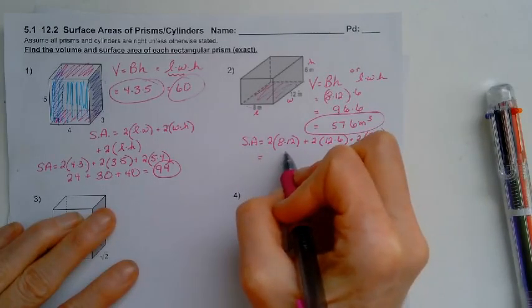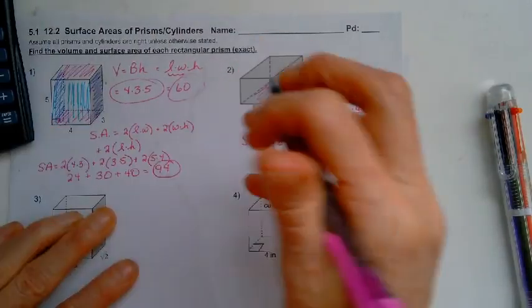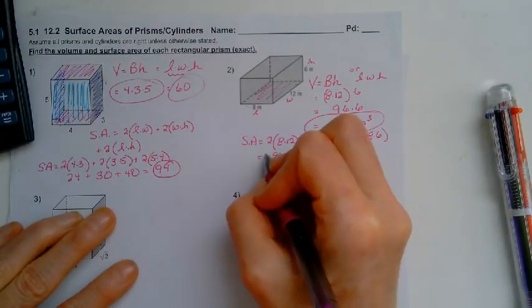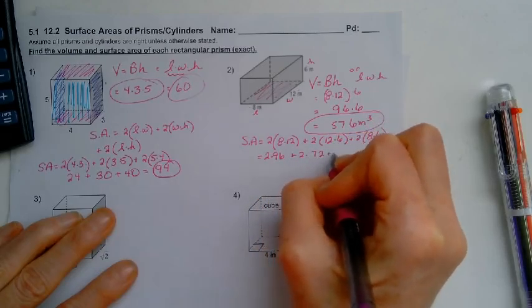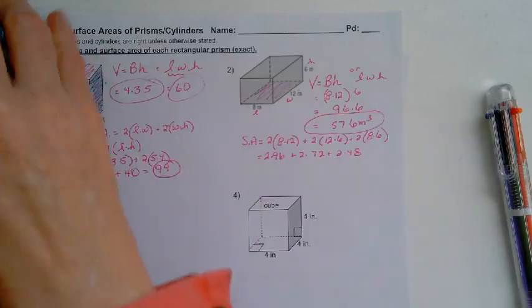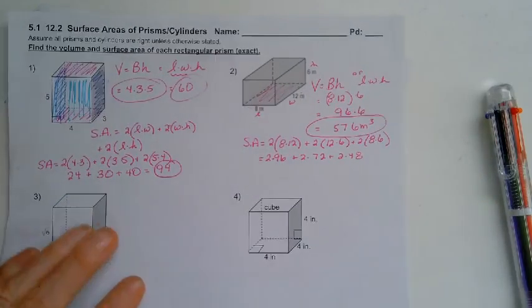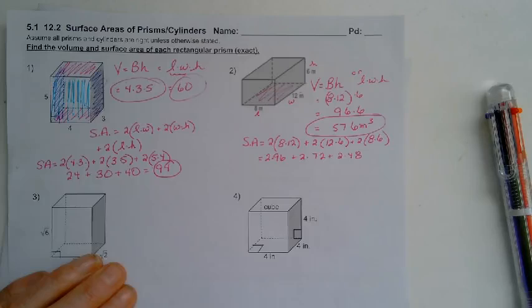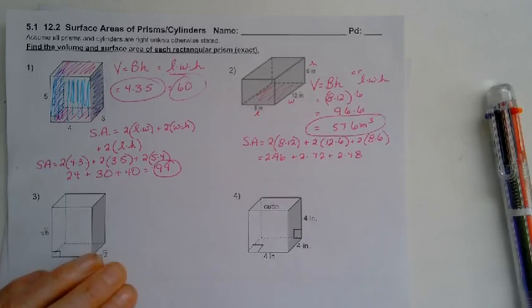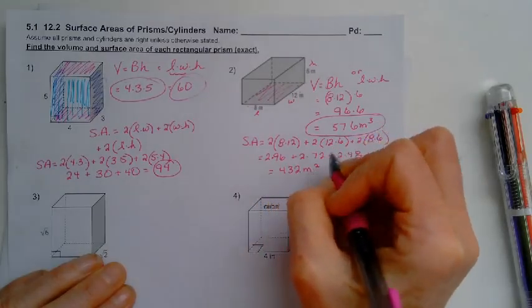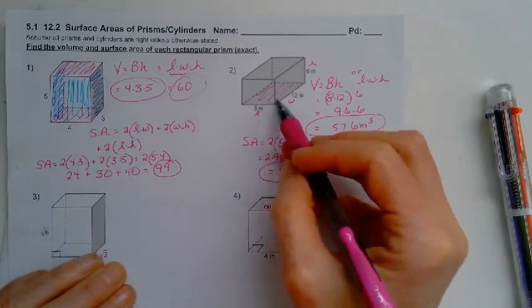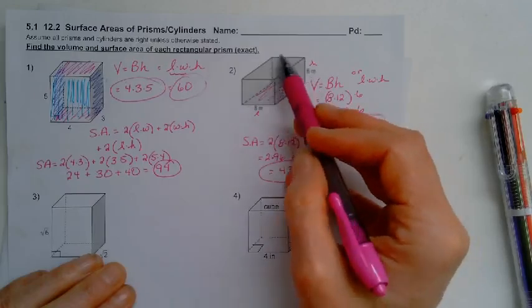And then we just do the math to add up all these areas. So this is 2 times 96 plus 2 times 72 plus 2 times 48. Okay, I'm going to go ahead and do this in my calculator. 96 plus 72 plus 48 times 2 equals 432 meters squared. We're talking about all the total surface area, the area of all the sides added up.